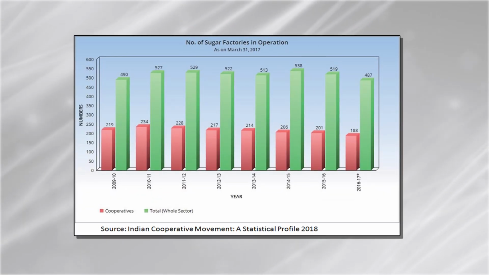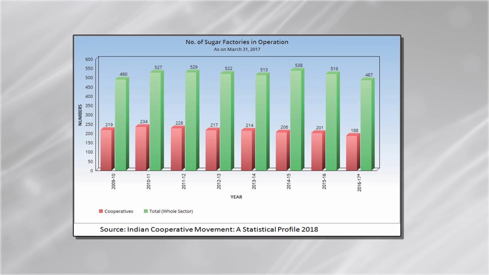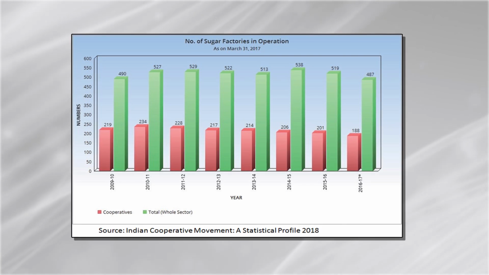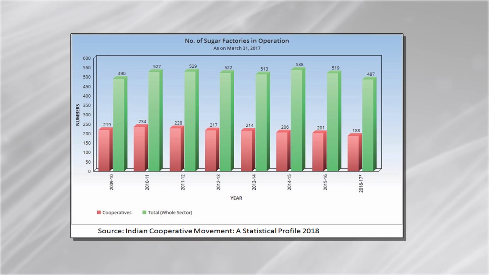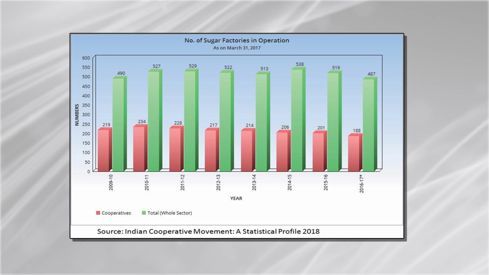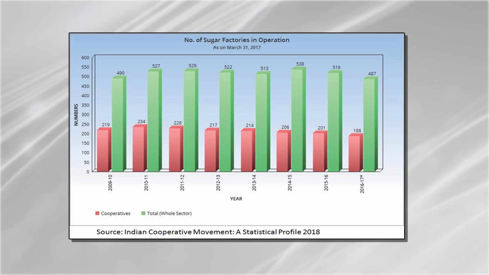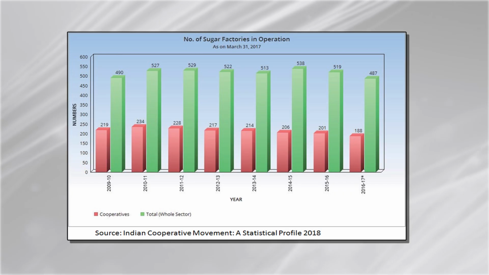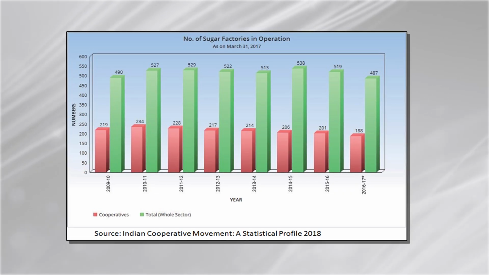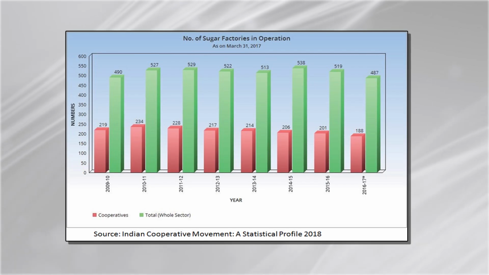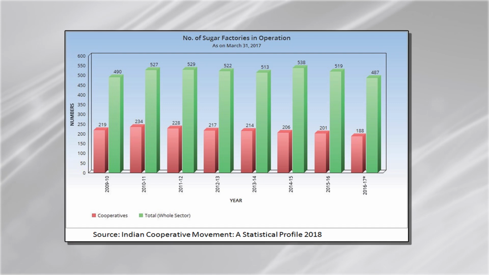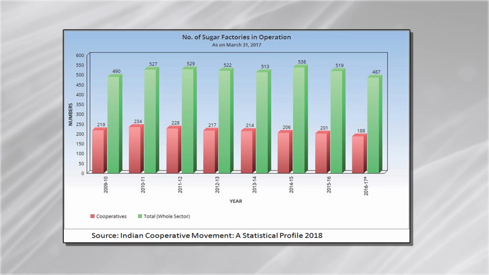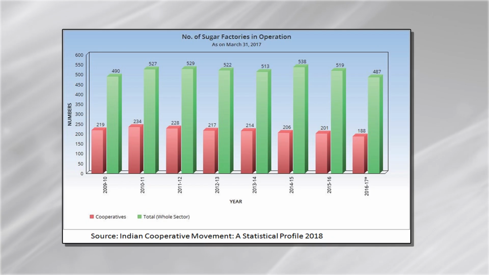Then here we can see the trend in the sugar factories which were under operation over the period of time, and the red graph is basically the contribution of the cooperative sector. Then the green graph is the total factories, the wholesale, the public sector, and the private sector, including the cooperative sector also. So in the year 2009-10 we had 219 sugar factories working under the cooperative sector, out of the total 490 sugar factories which were under operation in 2009-10.